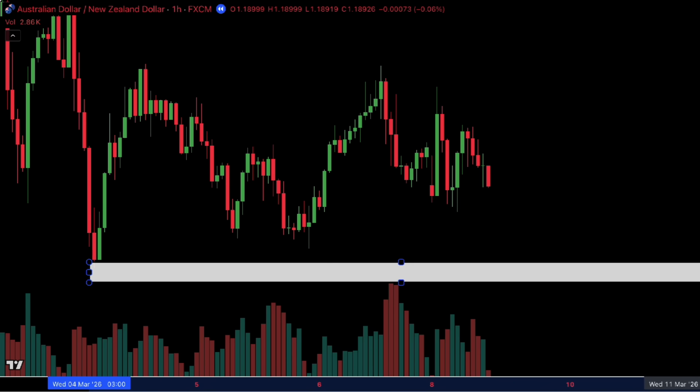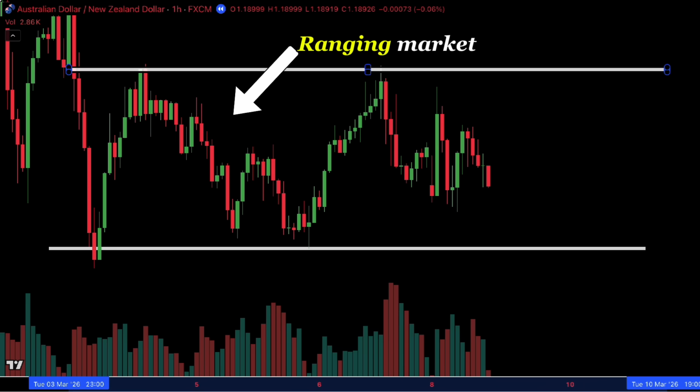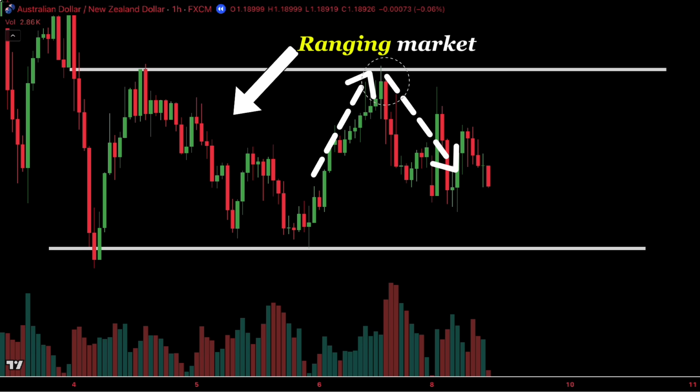On the hourly time frame, which is the higher time frame, we can clearly see that the market has formed a support level and a resistance level. If you look at the market now, you can see that it is also ranging. It has reached this resistance level and is now moving down toward the support level, and this space is what we will trade on the 5-minute time frame.